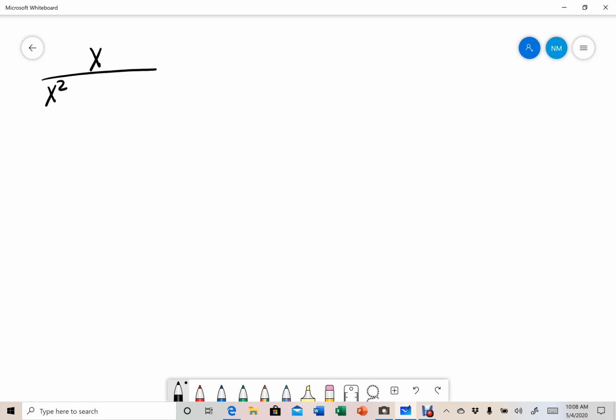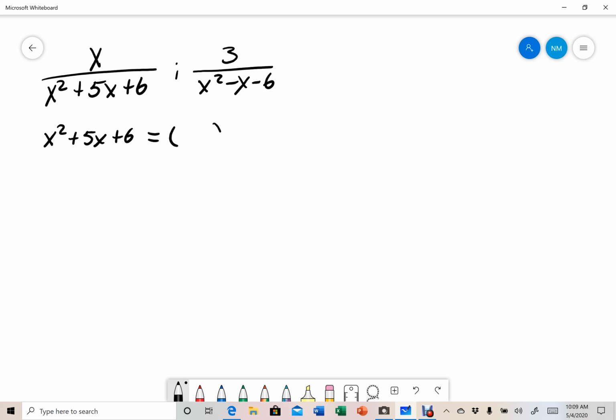We've got x squared plus 5x plus 6, a little different than what we had in the previous examples. And this one we've got 3 over x squared minus x minus 6, okay? So we've got these two denominators here, and we're just going to factor them just like we normally would factor a trinomial, okay? So I take my first one, and I factor this out. How does this factor? Well, this factors to x plus 3 and x plus 2.